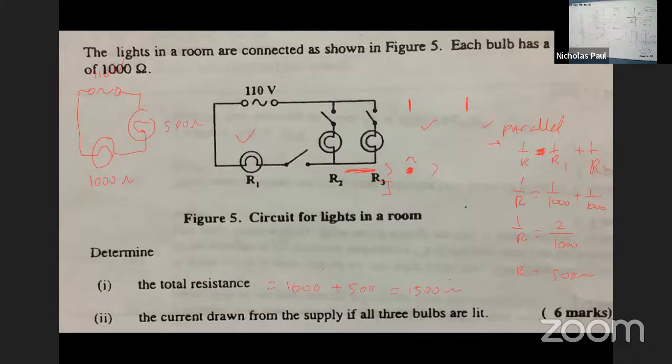Okay, last thing, current drawn. If all the bulbs are lit, current is what? Voltage over resistance. So that's 110 over how much? 110 over 1,500. How much is that? 11 over 150 amperes. Or you can put a decimal, whichever you want.